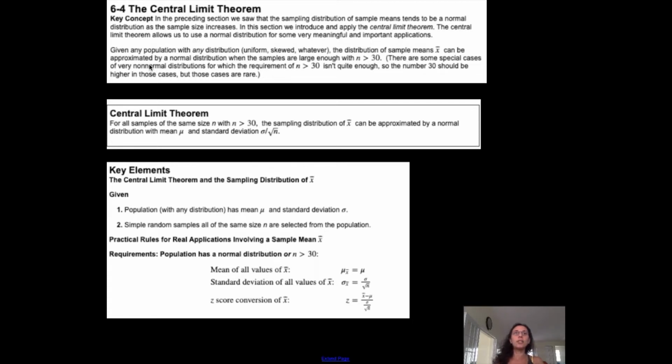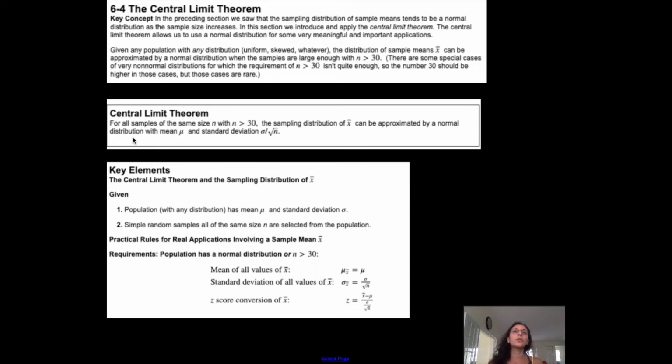Given any population, with any distribution, whether it be uniform, skewed, whatever, and so we're talking about distributions that are not normal now, the distribution of sample means can be approximated by a normal distribution when the samples are large enough. There are some special cases of very non-normal distributions for which the requirement isn't quite enough, but you guys don't really need to deal with that.